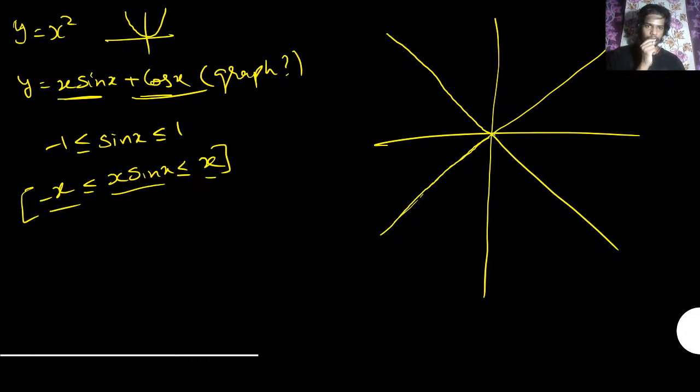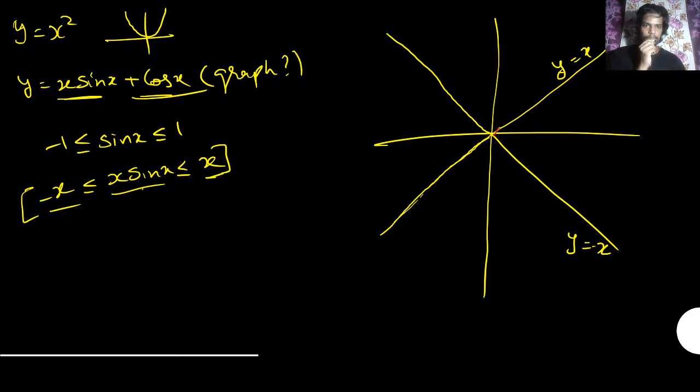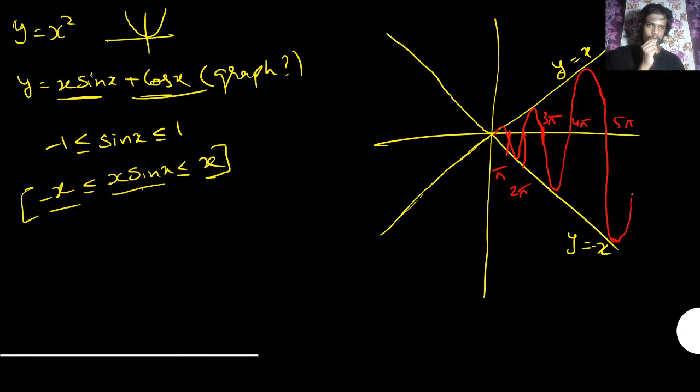And here you draw a sine function, but the limits would be y equal to x and y equal to -x. You see, x sin x will lie between x and -x, so it will lie between these two graphs. If I try to draw it, it would look something like this. The nature is sine, but it is elongated. These points are the same points that you know: pi, 2 pi, 3 pi, 4 pi, 5 pi, etc. The nature is somewhat like a sine wave but elongated, and the elongation goes from +x to -x.